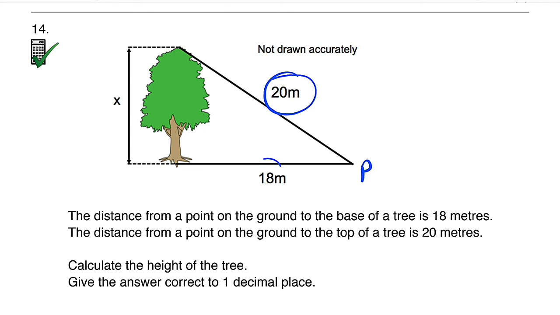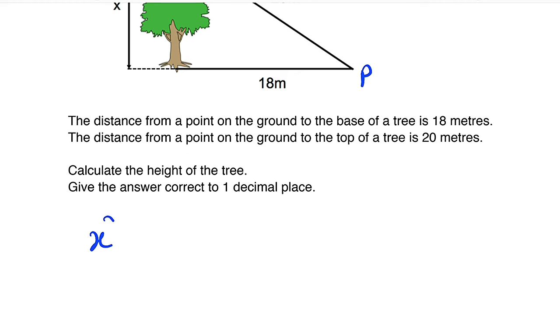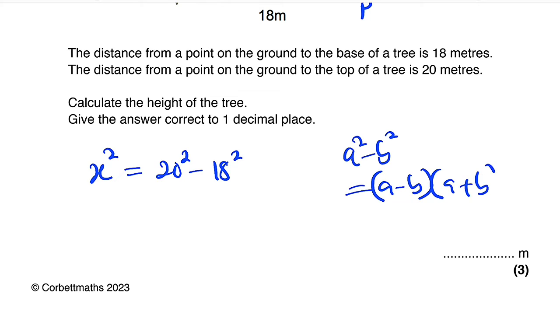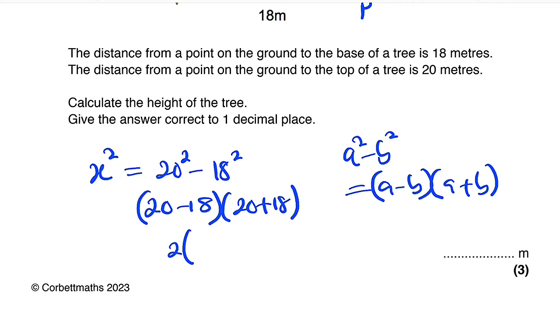So this is the hypotenuse, and these are the two other legs. So we say that x squared is equal to hypotenuse squared, which is 20 squared, minus the other leg squared. You can apply difference of two squares if you could remember. If you have a squared minus b squared, this is equal to a minus b multiplied by a plus b. So this is 20 minus 18 multiplied by 20 plus 18. 20 minus 18 is 2, and 20 plus 18 is 38.